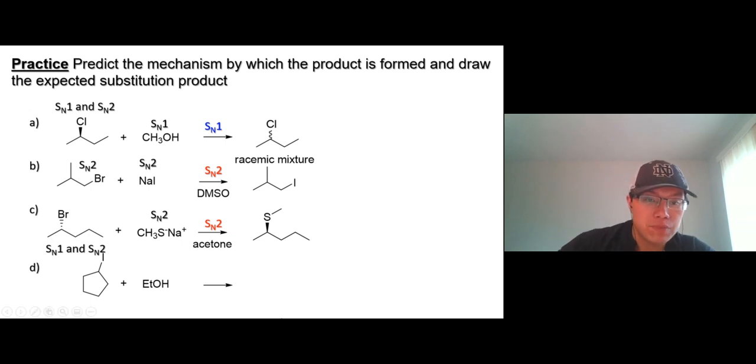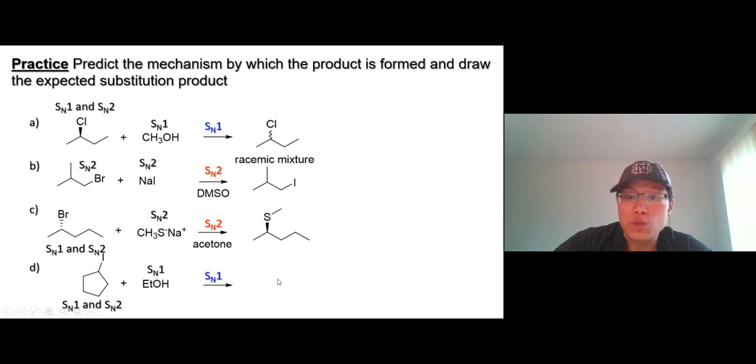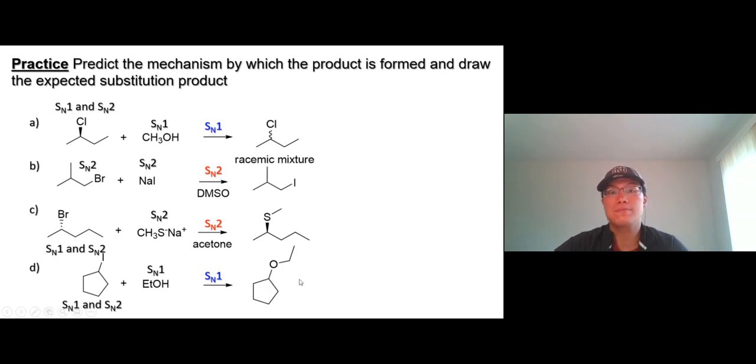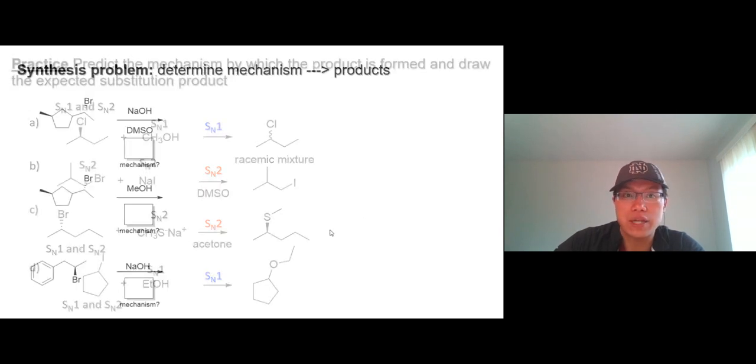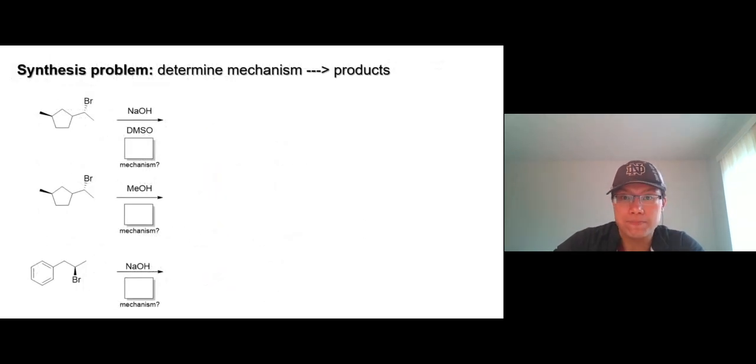Last one, D. Look at the alkyl halide first. Secondary. Can go both SN1 and SN2. Weak nucleophile. Totally go SN1. This reaction goes SN1. All right. So it should go SN1. You should get two products. However, that carbon there is not a chiral center, so you get only one product there. All right. Okay. We're going to use this for this application. We're going to do synthesis problems.